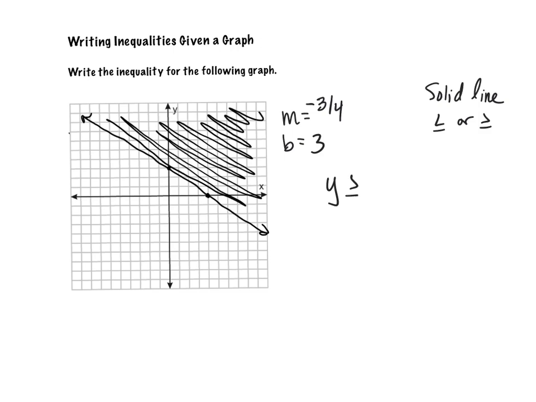And then I just fill in like I did for slope-intercept form and say, well, my slope is negative 3/4 x plus my y-intercept, plus 3. And so there's my inequality for that graph.